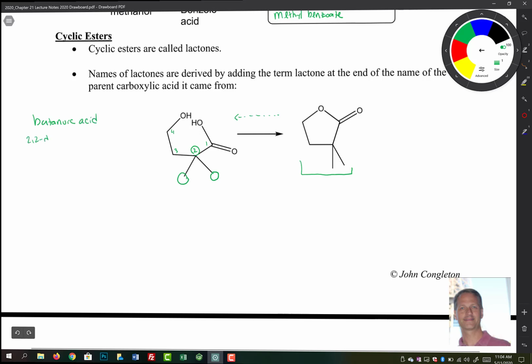We have a 2,2-dimethyl in there. And then remember that OH group, when it's part of a molecule that has a higher priority functional group, then we call that a hydroxy group. So that's on carbon 4, so it's a 4-hydroxy. And no stereocenter there. So we put all that together and you get 4-hydroxy-2,2-dimethyl, and then butyric or butanoic acid.